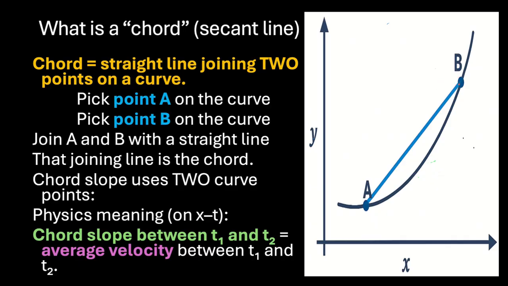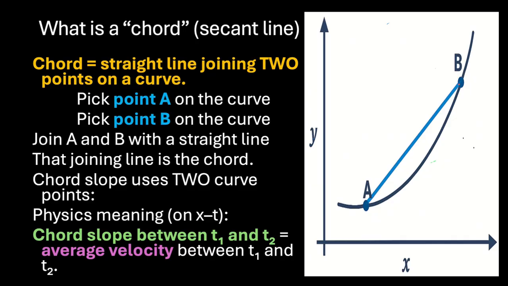Now, what's a chord? A chord or a secant line is a straight line joining 2 points on a curve. So we have a curve here. There are 2 points, point A and point B. A straight line joining these 2 points is a chord or a secant.